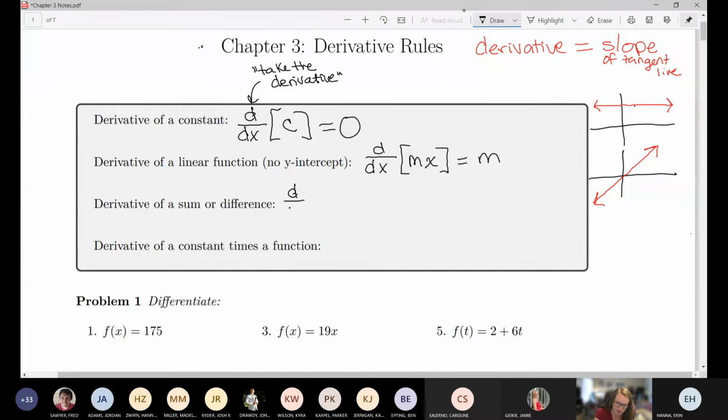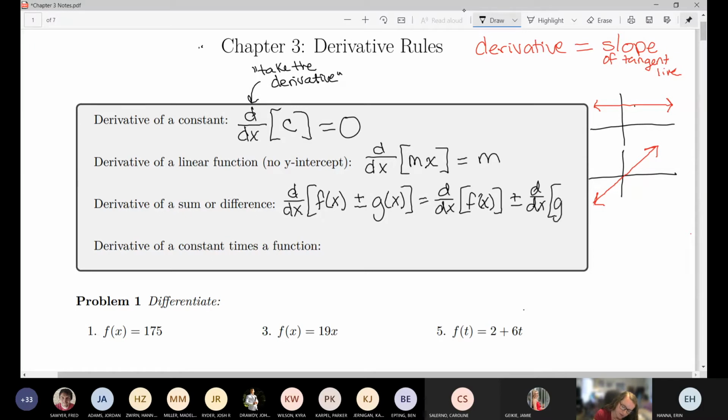Our next rule says if you take the derivative of a function that is added or subtracted to another function, what you're going to do is take the derivative of the first function and add or subtract it to the derivative of the second function. So essentially, this is just a super nice rule that tells us that we don't have to do anything special for a string of things that are added and subtracted together. We just take the derivative of each piece and then add or subtract them together depending on what we started with.